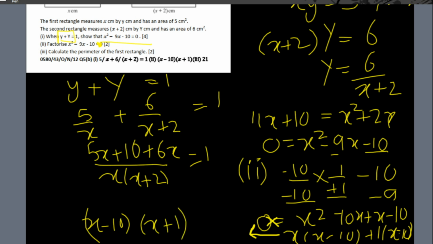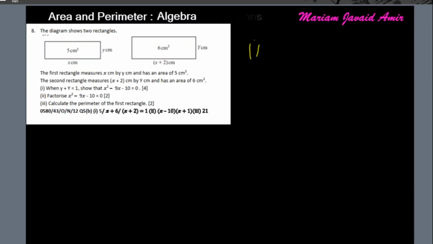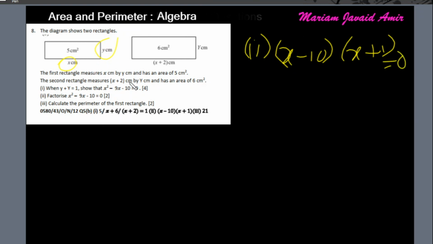Part 3, calculate the perimeter of this first rectangle. So clearing screen, going back, in part 2 we got a factorized form x minus 10 and x plus 1. Now we have to find the perimeter of the first rectangle. So for that we need the values of x and y. If we equate this to 0, because we formed this equation with the left hand side equals 0, we get two values of x, x equals 10 and x equals minus 1. We will be ignoring x equals minus 1 because length cannot be negative, and we'll be taking x equals 10. So this side becomes 10.